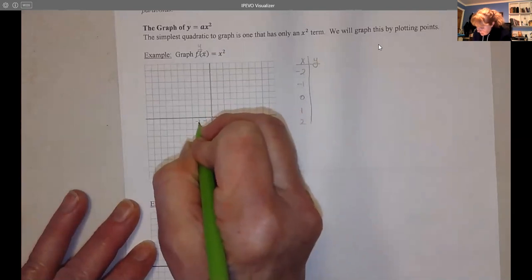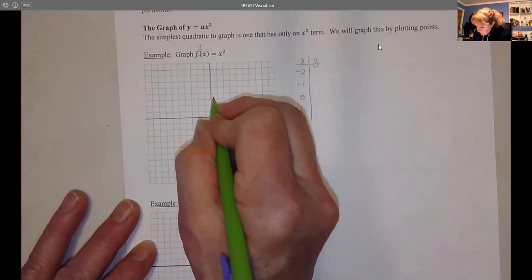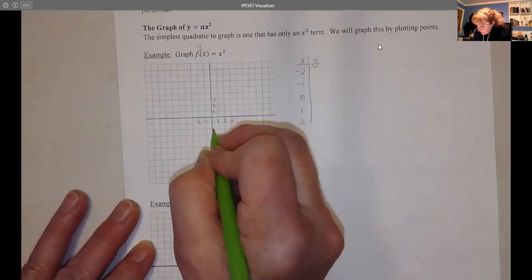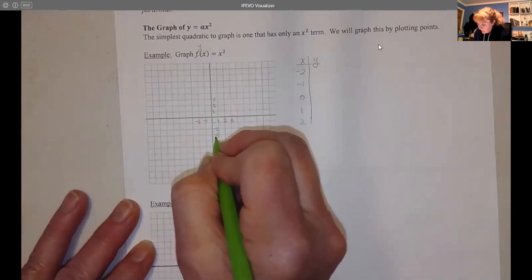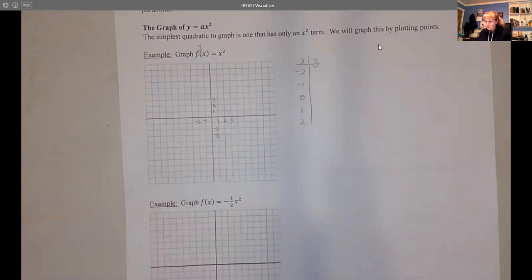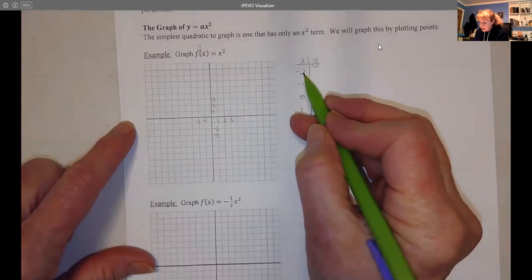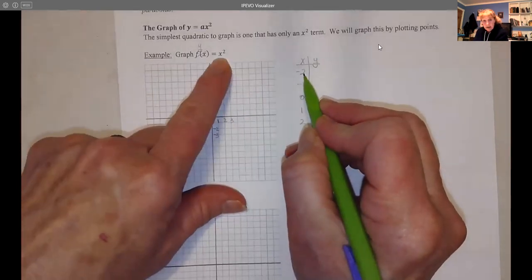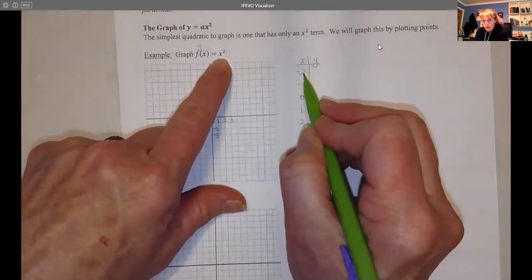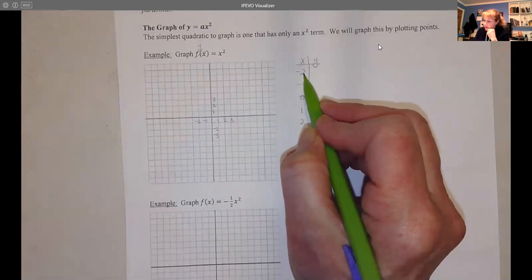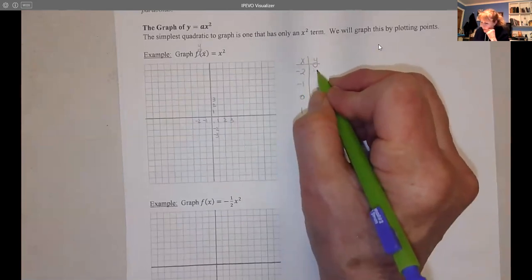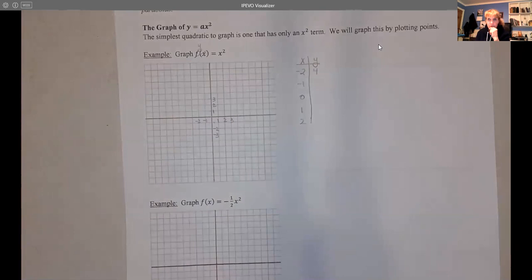-1, -2. This will be 1, 2, 3, and so on. -1, -2, -3. So each mark will be worth 1. So let's put a -2 in for the x. When you square a negative, it becomes a positive. So this will be a +4. So we have one point for our graph.